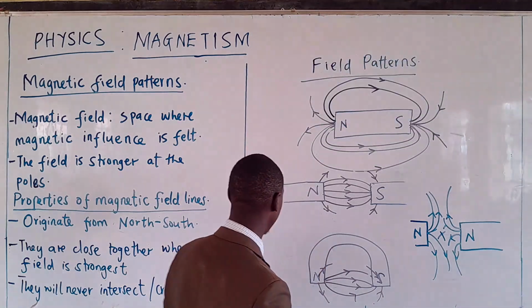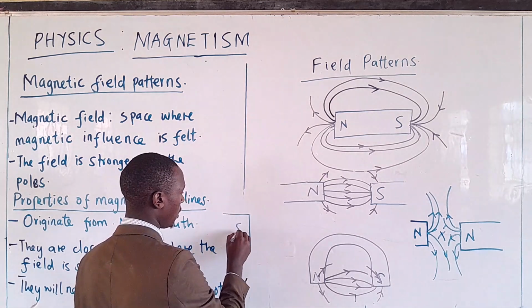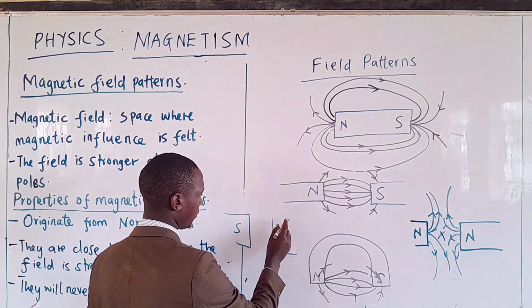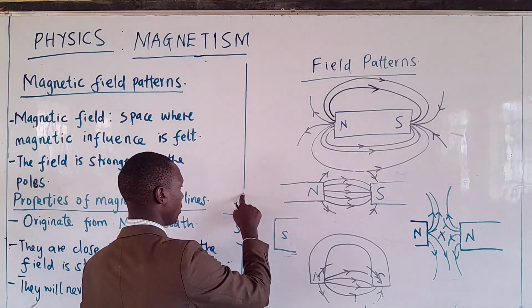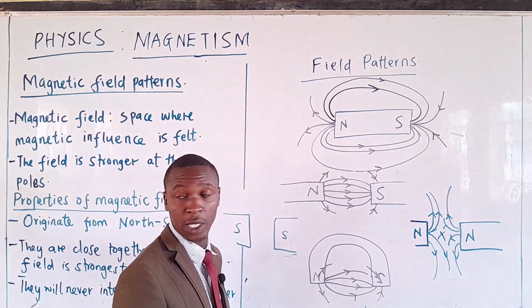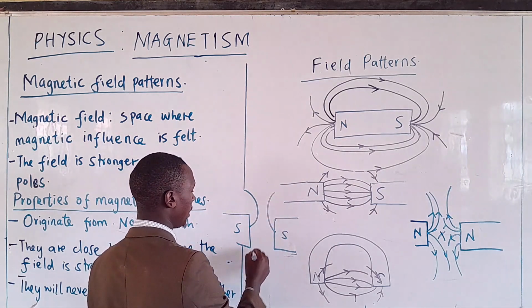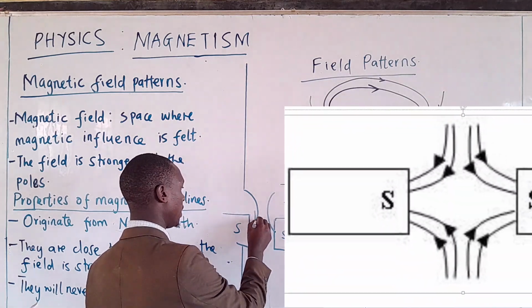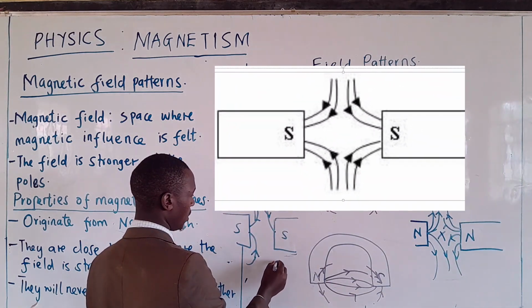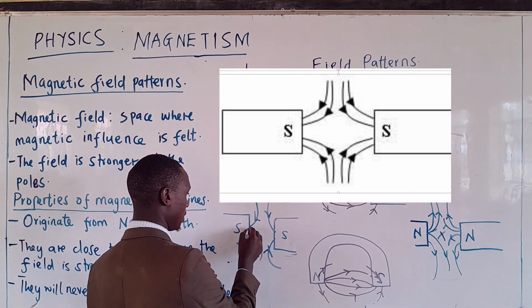Now, if you have a south and a south here, remember, it's always from the north to the south, and therefore we're going to have the field patterns coming in from the north to the south. So the direction is inwards.